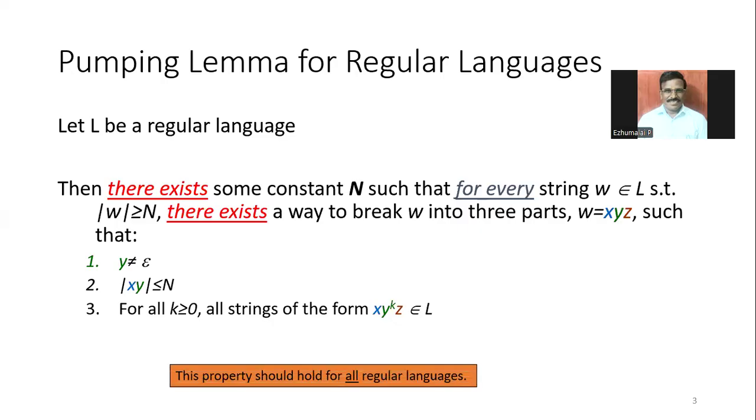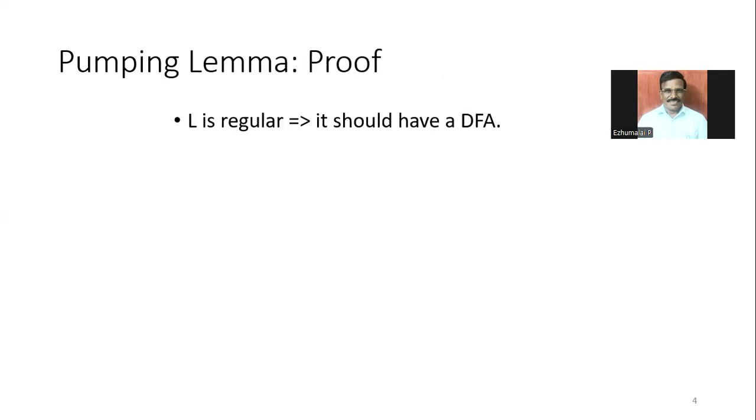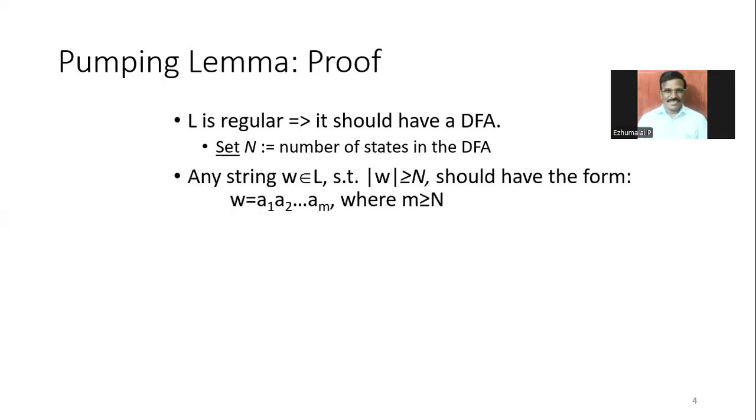Let us see an example. Let us assume that L is regular. Then it should have a DFA. Let n be the number of states in the DFA. Take any string w belonging to the language such that |w| is greater than or equal to n. We can write w = a1 a2 up to am, where m is greater than or equal to n. Here m is the number of symbols in the word, and n is the number of states, where m should be greater than or equal to n.